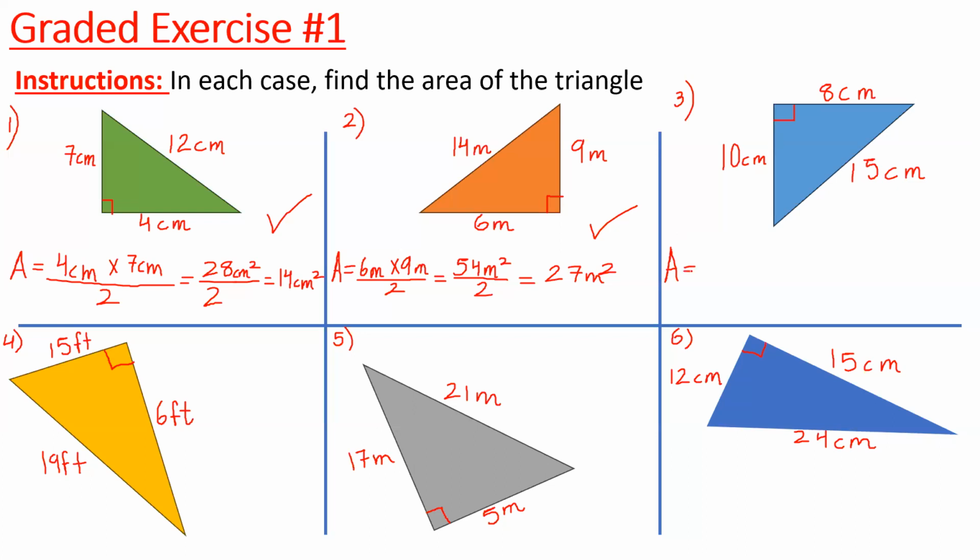We have base. What's the base in this one? 8 centimeters. Very good. And what is the height? 10 centimeters. Very good. So 8 centimeters multiplied by 10 centimeters divided by 2. What is 8 times 10? That's 80 centimeters squared. Very good.